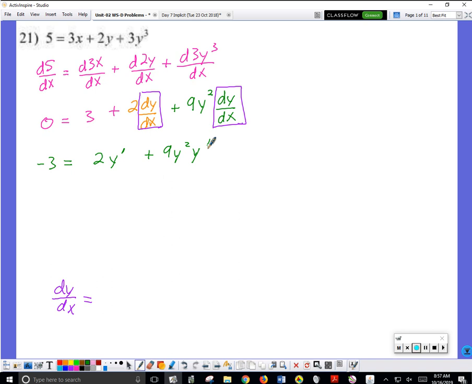Okay, to get the y prime alone, I factor. Negative 3. Back up, hold on. y prime times 2 plus 9y squared. And divide. So negative 3 divided by 2 plus 9y squared is equal to y prime.